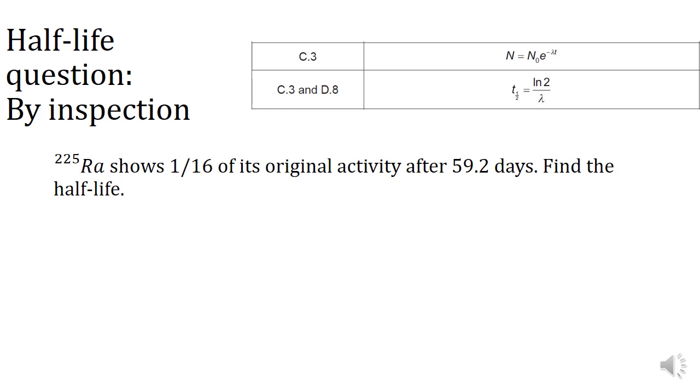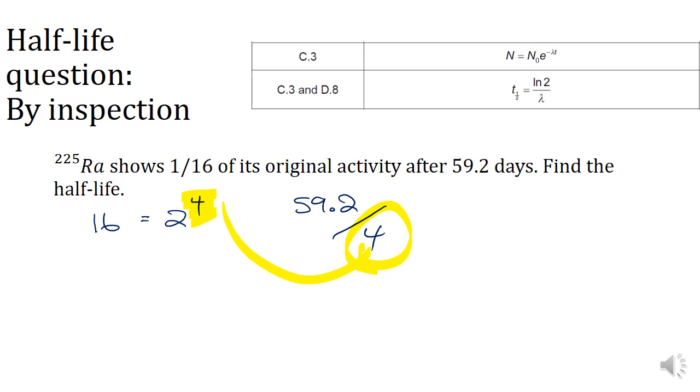So there's two main ways that we can work out half-lives. So radon-225 shows 1/16 of its original activity after 59.2 days. Find the half-life. Now, the first way we can do this is just by inspection. So if you can make the logical leap that 16 is 2 to the 4, what you then do is 59.2 divided by 4.